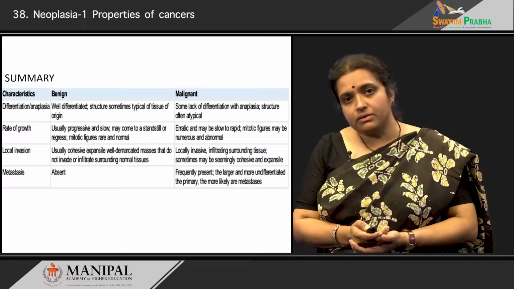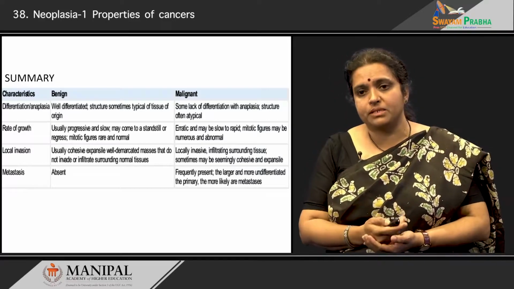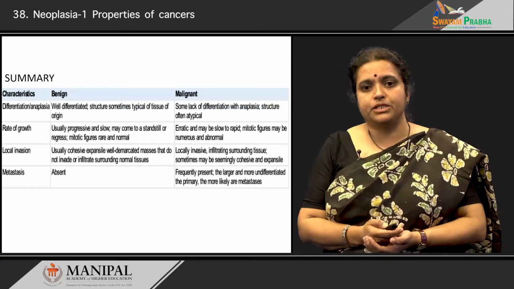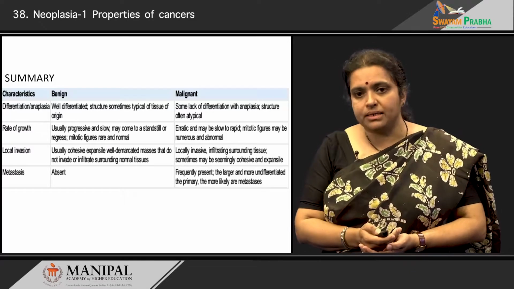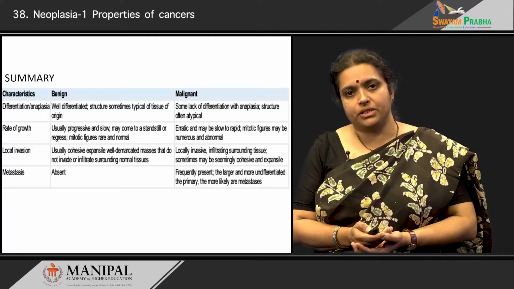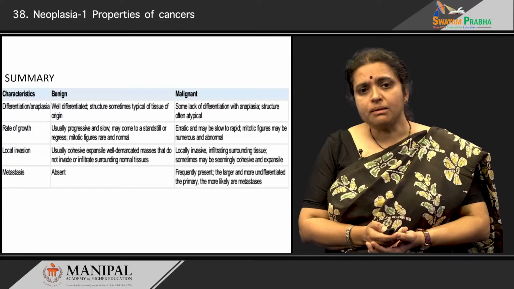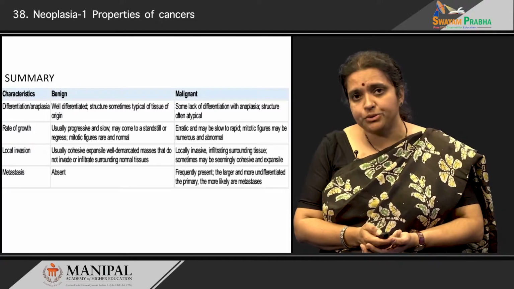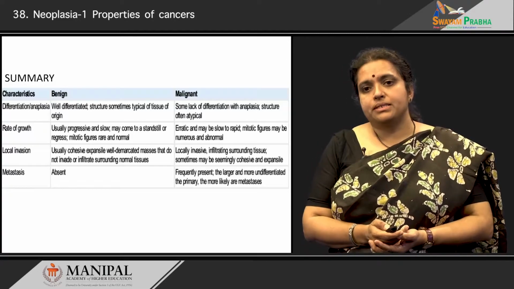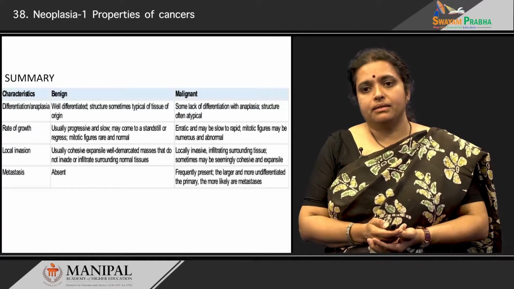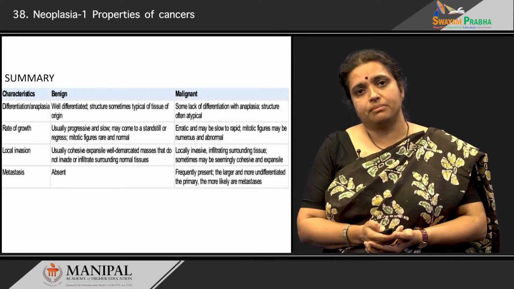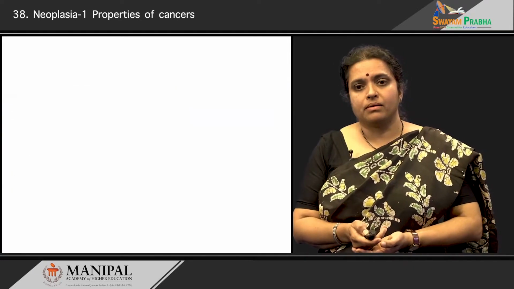Local invasion characterizes a malignant neoplasm. It infiltrates the surrounding tissue. Remember the breast specimen that I showed you, whereas a benign tumor is usually expansile, well demarcated, and surrounded by a fibrous capsule, and it does not invade the surrounding tissue. Finally, metastases are never there in a benign tumor. If they are there, then it is not benign, so it is absent, and in malignant tumors they are frequently present, and the larger and the more undifferentiated the primary, the more likely that it has metastasis. Thank you.